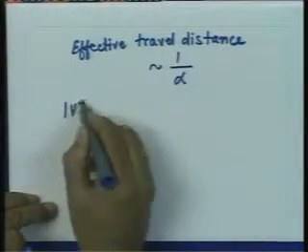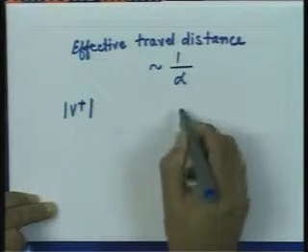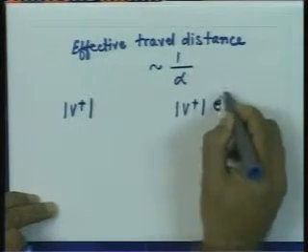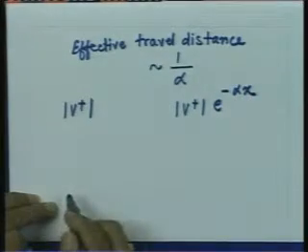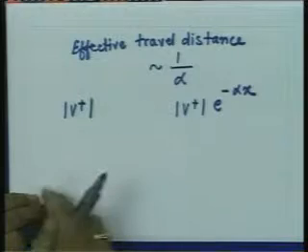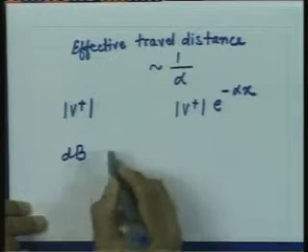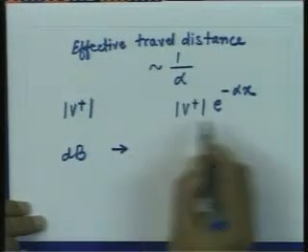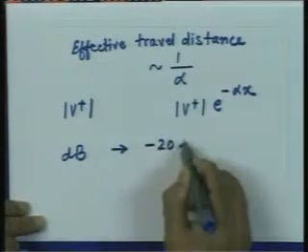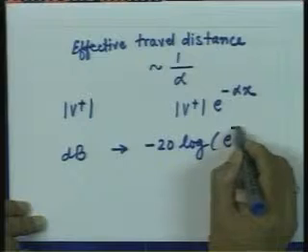Since the wave amplitude is reducing to 1 over e of its initial value, the power of the wave also reduces. So, I can represent this quantity alpha in terms of dBs. If I take the ratio of the two voltages, the initial value which is V plus and the final value after 1 meter distance which is V plus e to the power minus alpha x, you can define the ratio of these two, and that quantity I can call dB, the decibel. So, it is minus 20 log of e to the power minus alpha x.